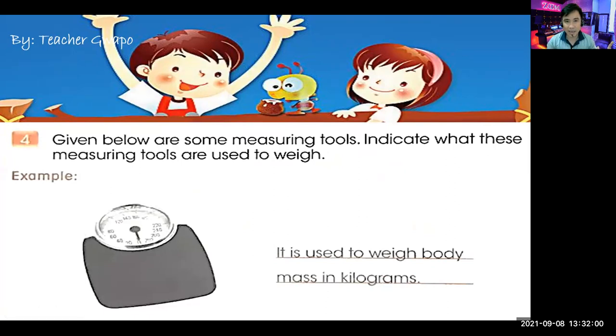baby scale, or digital baby scale, right? Digital baby scale, what is this for? The digital baby scale is used to measure the weight of babies. But the example we have here is, what is this? Body scale. This is called body scale. Body scale is used to weigh body mass in kilograms.